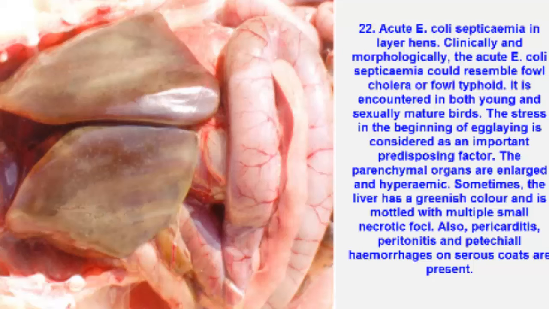The parenchymal organs are enlarged and hyperemic. Sometimes, the liver has a greenish color and is mottled with multiple small necrotic foci. Also, pericarditis, peritonitis and petechial hemorrhages on serous coats are present.